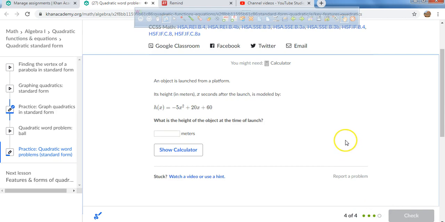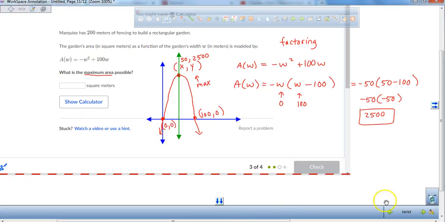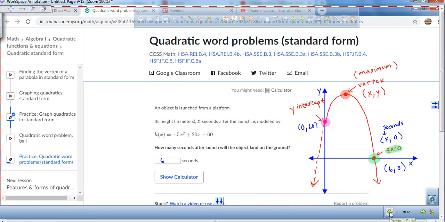All right, we got one more. Hey, look at this one. This one we've already done, but it asks a different question. It says, what is the height of the object at the time of launch? Well, we've actually already done this problem, okay? But this time it's not asking for the maximum. It's saying, hey, what's the height when the object was launched? Let's just go back. Let's take a look. All right. There we go. At the time of launch, right here, it was at 60 meters.